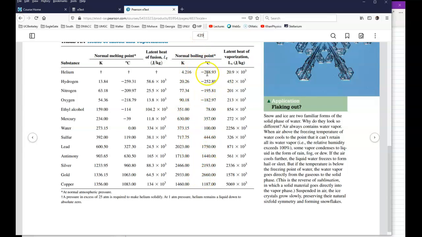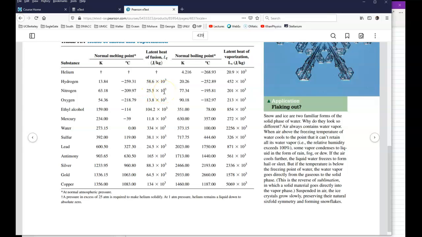The others are just kind of messy. We really don't need them. So you can ignore normal boiling point and normal melting point. What counts is the three columns: the substance, latent heat of fusion, latent heat of vaporization. So for example, nitrogen. What is the latent heat of fusion? 25.5 times 10 to the third.